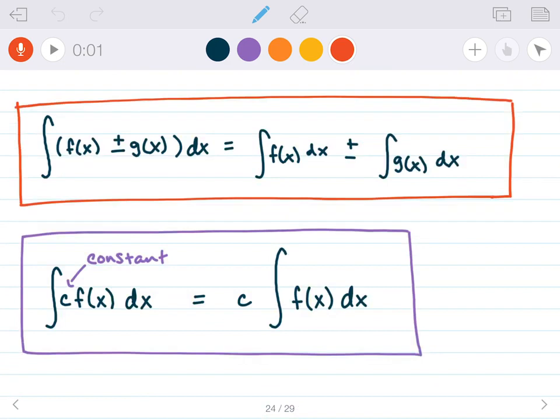All right, some other properties. If we're taking the integral of a sum or difference of functions, we can split it up in this way. So we can split up the sum or the difference respectively. Another property is that if we have a constant being multiplied by some function that we're trying to integrate, we can just pull the constant outside of the integral.